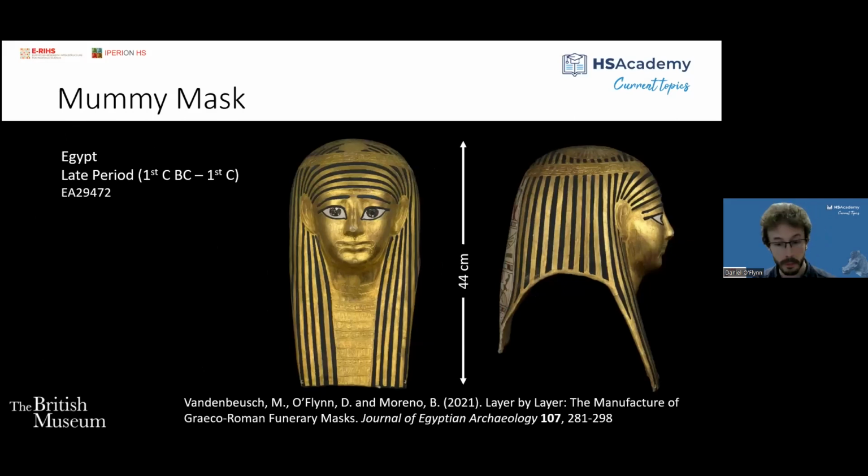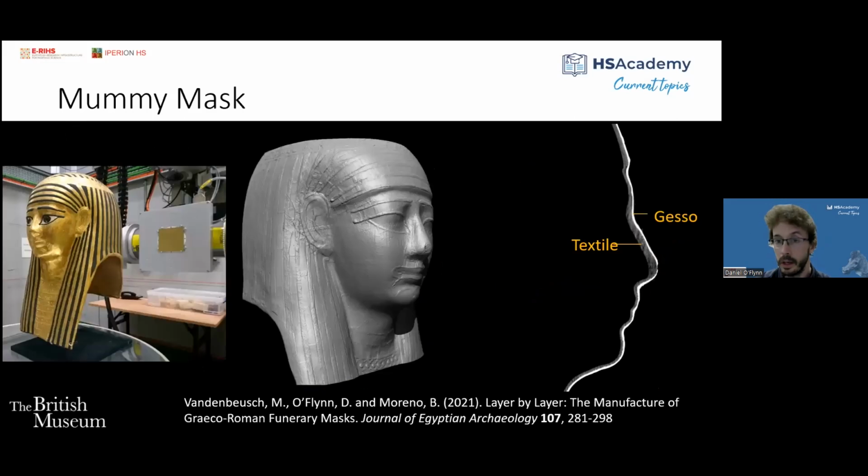And one more example I want to show you from the British Museum is in the manufacture of ancient Egyptian mummy masks. And these masks were made from a material called cartonnage, and then they were painted and gilded afterwards. And this was a study that we published a couple of years ago. And I just want to show you this one mask because it has some very interesting features on the surface and on the inside. So on the left-hand side is the photograph of the mask in the X-ray imaging lab.